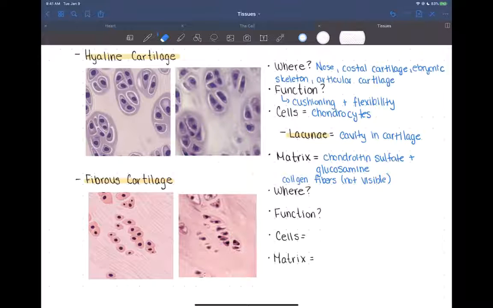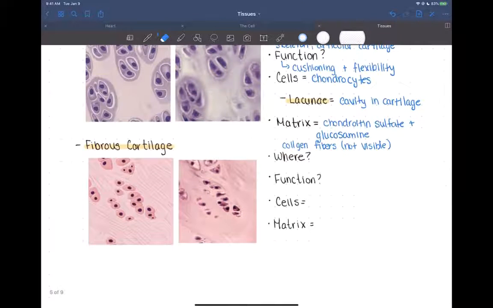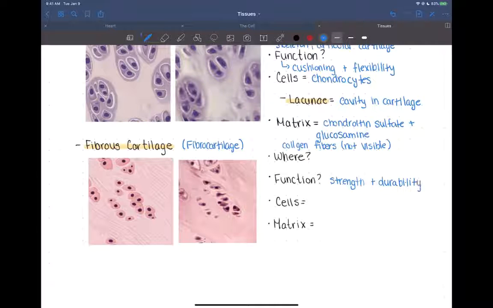Our next type of cartilage is fibrous cartilage, or fibrocartilage, is sometimes what it's also called. So you may see that somewhere too, referring to the same thing. Fibrocartilage's function is that it's really strong and durable: strength and durability. In particular, I always think of it as being able to withstand a lot of pressure on it.